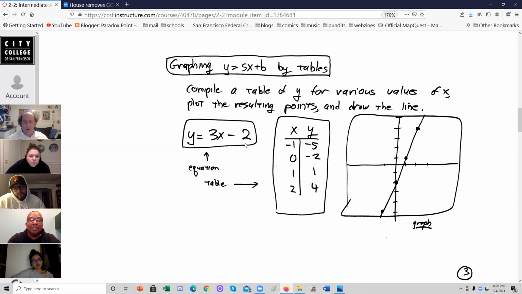Here the equation is y equals 3x minus 2. And let's try various values of x. You have a certain amount of freedom for that. Here we have negative 1, 0, 1, and 2. Plug in negative 1 for x, you get negative 5 for y. Plug in 0 for x, this term cancels, and we're left with the constant term, negative 2. Plug in 1 for x, you get 3 minus 2 is 1. Plug in 2 for x, 3 times 2 is 6, 6 minus 2 is 4. So here is point negative 1 by negative 5, here's 0 by negative 2, here's 1 by 1, here's 2 by 4, and they graph as a straight line.